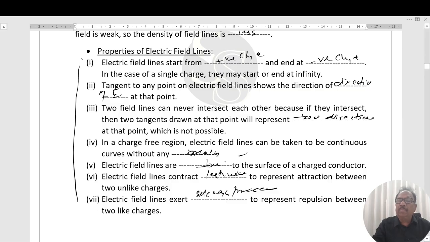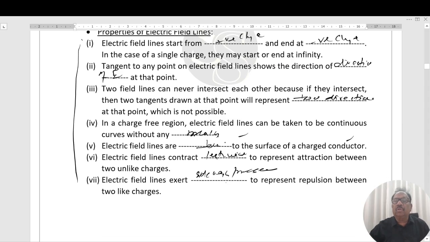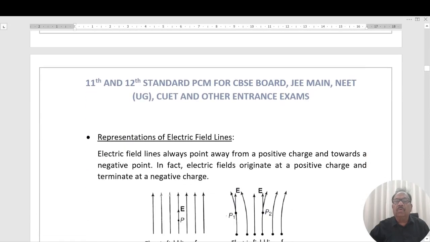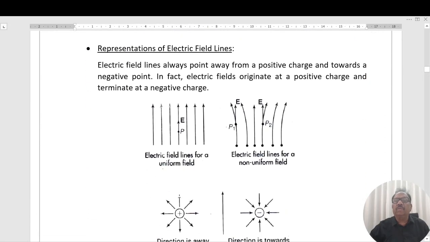Electric field lines are perpendicular to the surface of the charged conductor. Electric field lines contract lengthwise to represent attraction between two unlike charges. Electric field lines exert sidewise pressure to represent repulsion between two like charges. Now, representation of electric field lines.